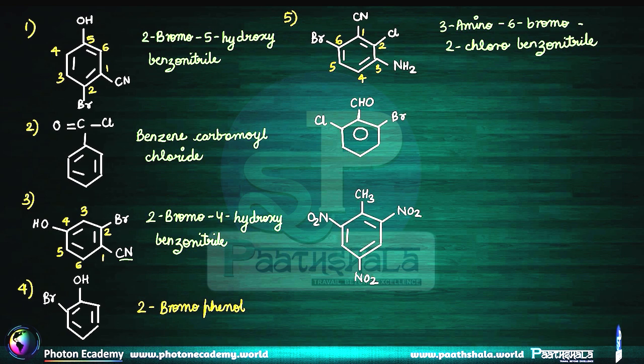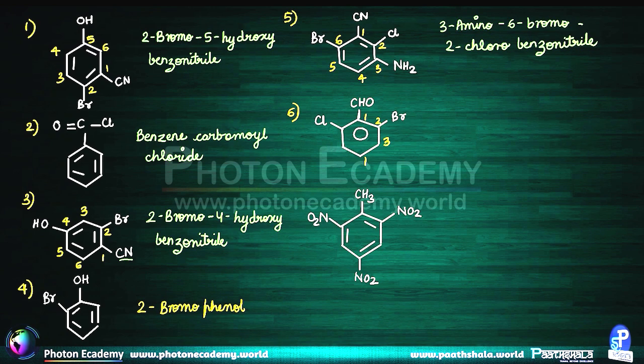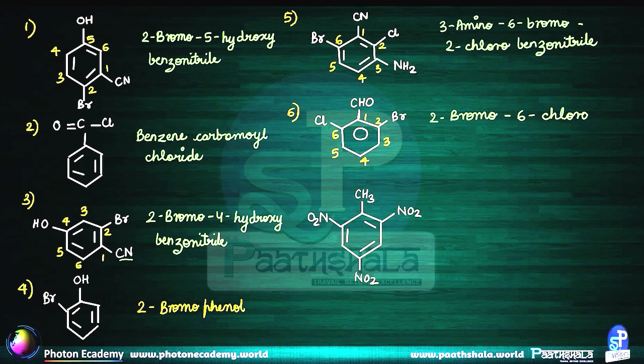In this sixth one that we have over here, we have this CHO group attached, and this has the highest precedence over everything. So here 1, 2, 3, 4, 5, and 6, and the name of this compound therefore becomes, at 2 we have the bromo, so 2-bromo, then at 6 we have chloro, so 2-bromo-6-chloro, and the CHO with the benzene ring is known as benzaldehyde.